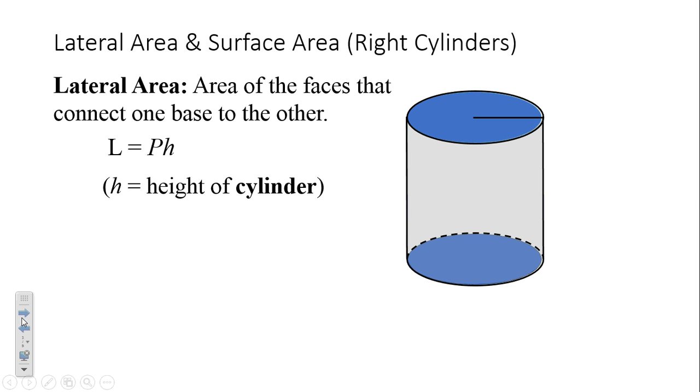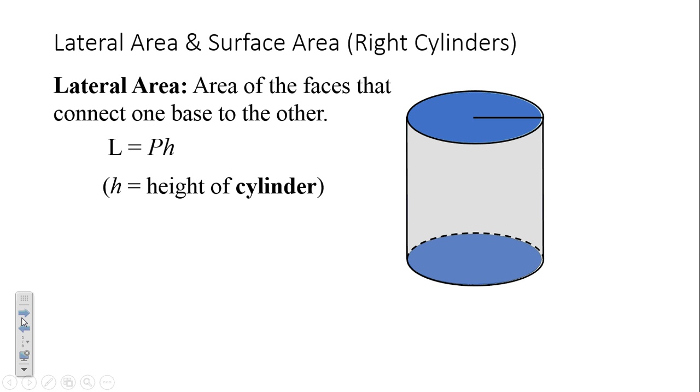So the lateral area yesterday was L, and it was equal to capital P times H. What did capital P stand for? Perimeter. So what's the perimeter of a circle? There's 360 degrees in a circle, but what's the perimeter of a circle? Radius times pi squared. Or radius squared times pi.